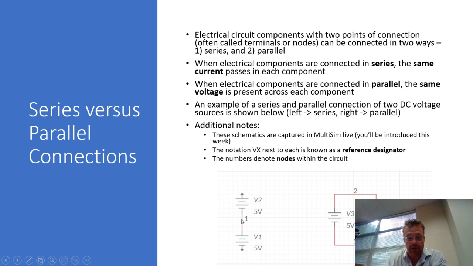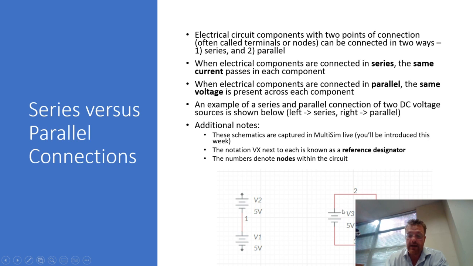They share one common point of connection. The negative terminal of V2 is connected to the positive terminal of V1. So we say that these two things are in series. And really the technical definition of what makes two components in series is that if two components have the same current through them, then they are said to be in series.